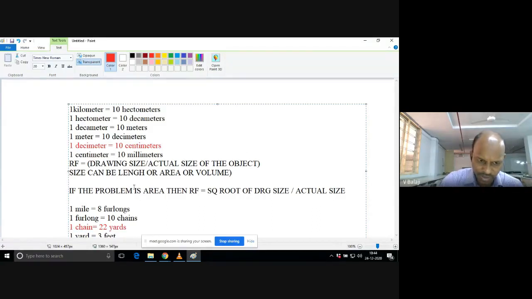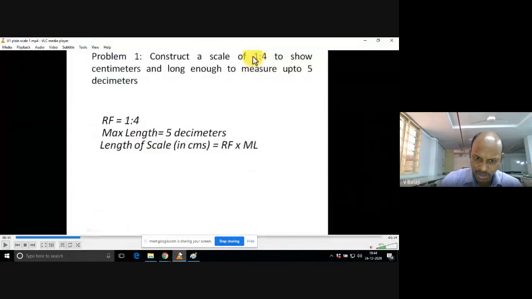And if it's a volume problem, what do you have to take? RF is equal to cube root. Then automatically you can calculate the representative fraction. Then I will go back to the problem. He has given RF directly, you need not calculate. After taking drawing size by actual size, you would get 1:4. So it is given in the problem itself.